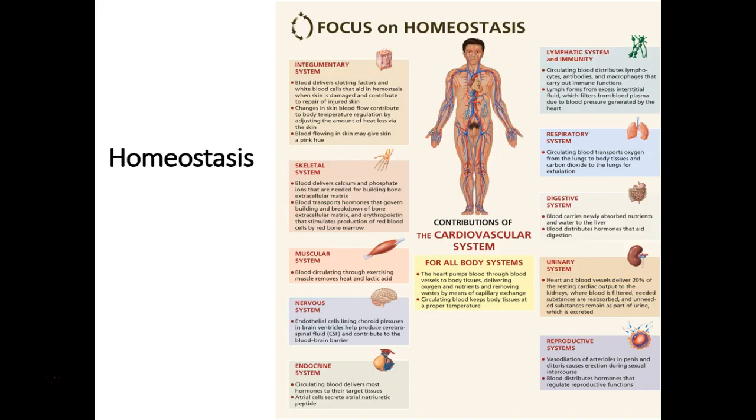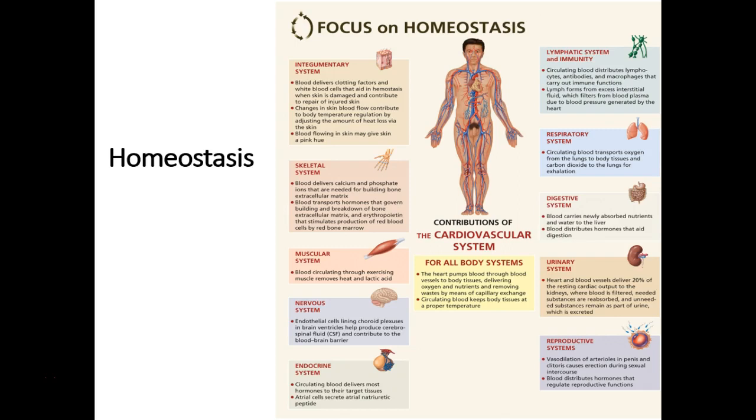And then here in this last slide, I encourage you to look at how the cardiovascular system helps to maintain homeostasis in different systems. For instance, just to look quickly, muscular system. Blood circulating through the exercising muscle removes heat and lactic acid. The urinary system. The heart and the blood vessels deliver blood to the kidneys where the blood is filtered. The kidneys affect the cardiovascular system by releasing renin, so we know about the aldosterone pathway there, right?